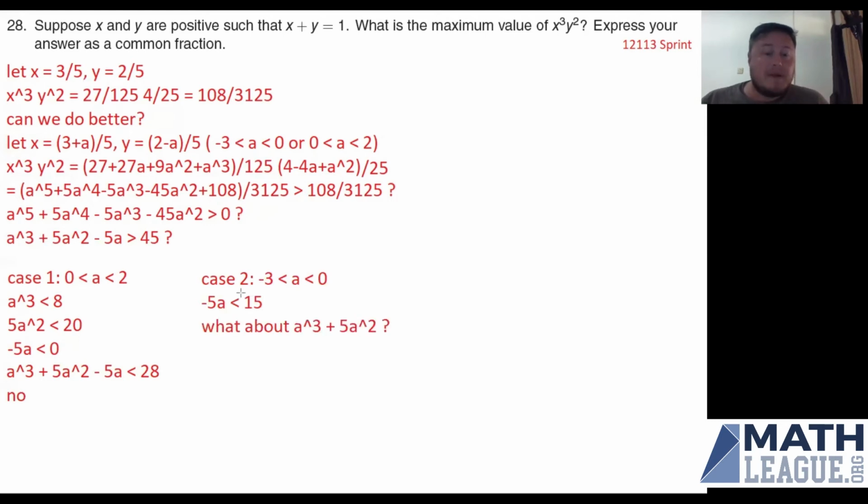All right, what about the a cubed plus 5a squared part? First thing you might want to think about is, well, what if a was -3? Now remember, a can't be -3. It's got to be greater than -3. But if we let a equal -3, then we find out that a cubed plus 5a squared is -27 plus 5 times 9, 45. -27 plus 45 is 18.